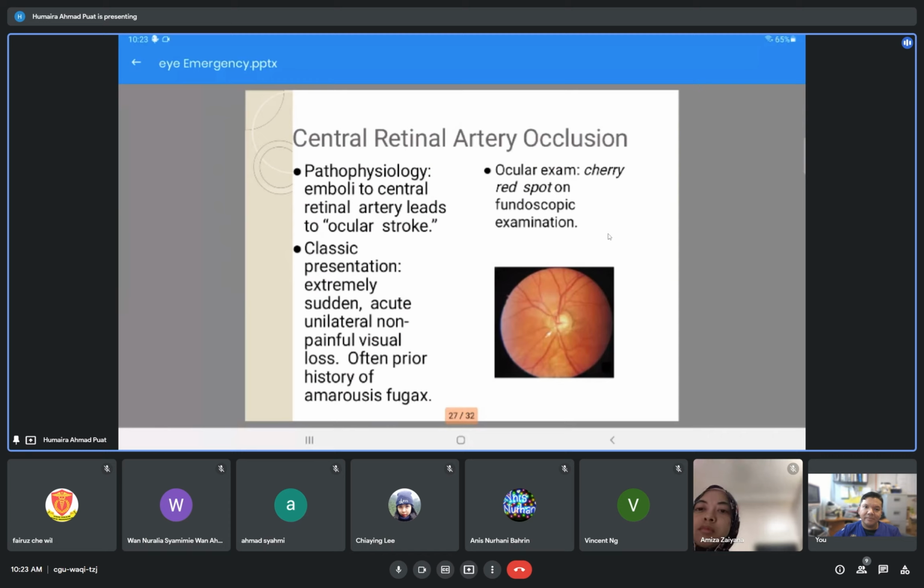Then for central retinal artery occlusion, the pathophysiology is emboli to the central retinal artery leading to an ocular stroke. The classic manifestation is extremely sudden, acute, unilateral, non-painful visual loss, with a prior history of amaurosis fugax, which is temporary loss of vision. If we examine the eye, we can find a cherry red spot on fundoscopic examination.